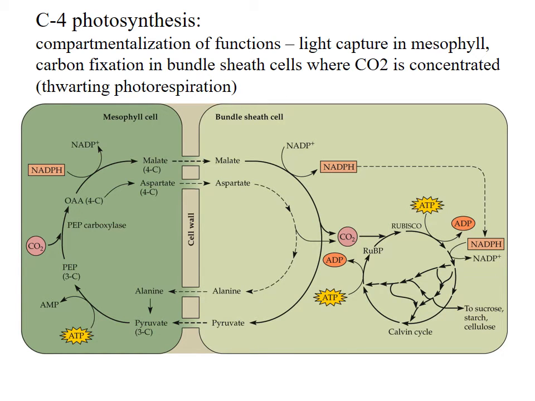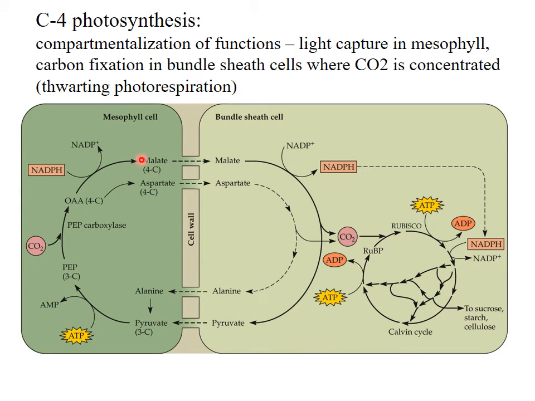So what this diagram describes is C4 photosynthesis. You can see ultimately that the light reactions occur in mesophyll cells close to the surface of leaves, and the dark reactions occur in bundle sheath cells, so deeper within leaf tissues.